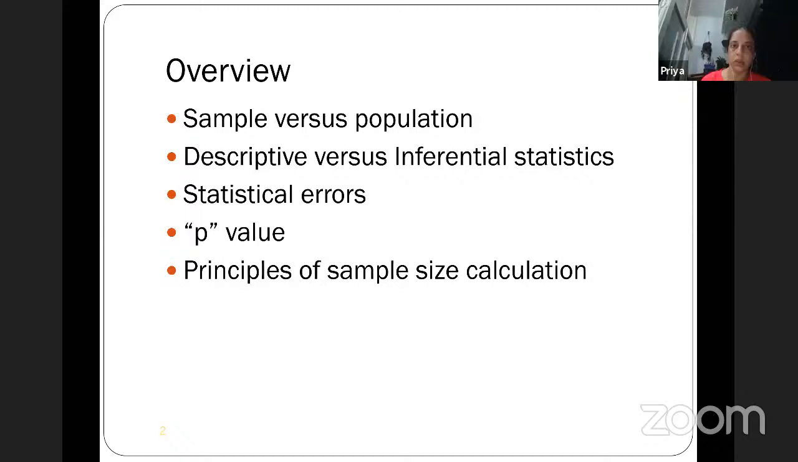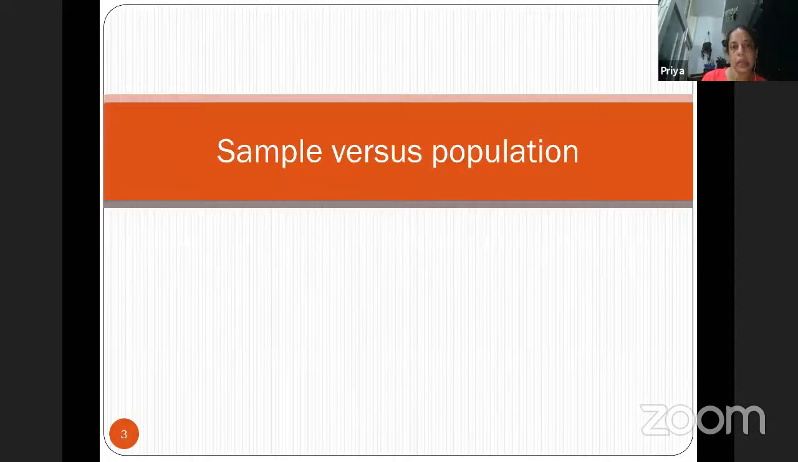So this is what we're going to look at today. We're going to start by describing a sample versus a population and understand the differences between the two. A little bit about descriptive versus inferential statistics. Understand what are statistical errors. What do we mean by p-value? And then broadly cover principles of sample size calculation. Okay. Let's start by looking at sample versus population.